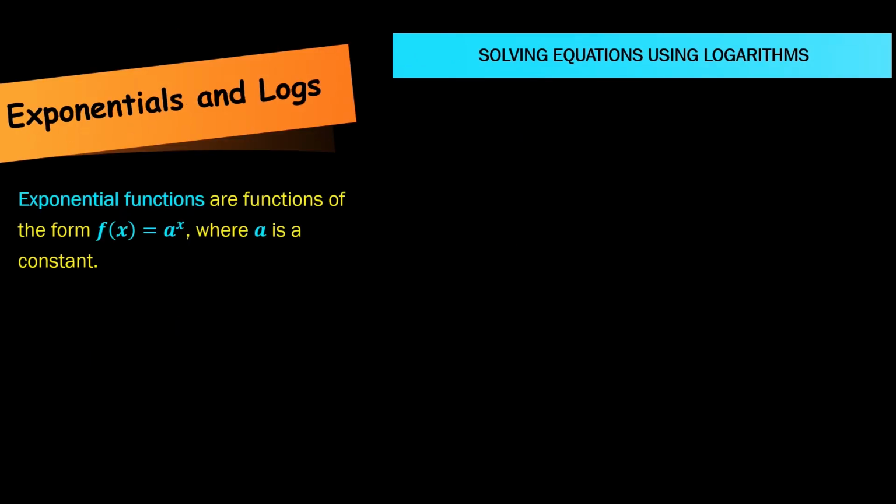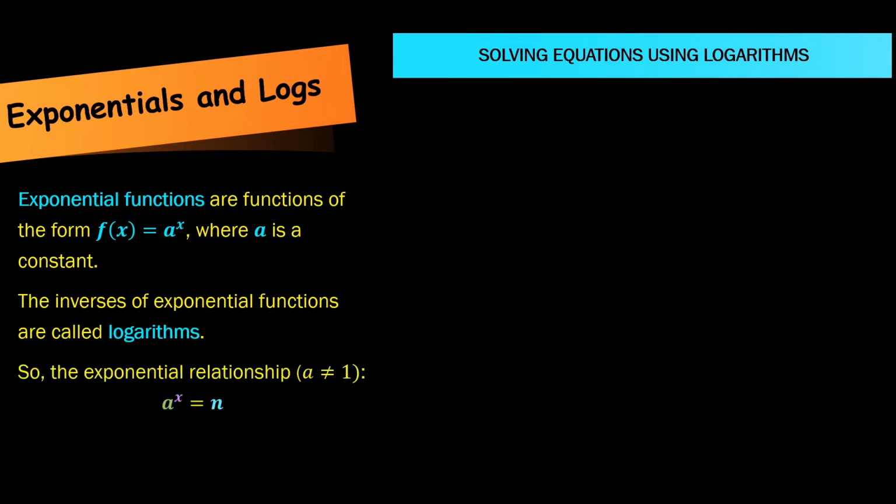Before we begin with the first exercise, let's remind ourselves of some theory. Exponential functions are functions of the form f of x equals a to the power x, where a is a constant. The inverses of exponential functions are called logarithms. So the exponential relationship with a not equal to 1 is a to the power x equals n. This can be written in terms of a logarithm as log n base a equals x.